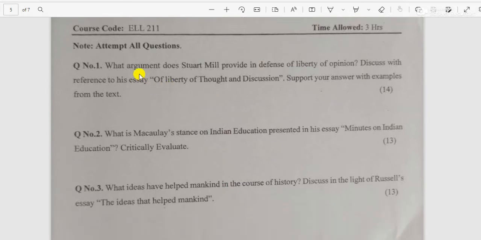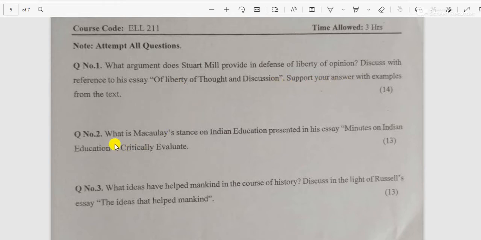So question number 1, what arguments does John Stuart Mill provide in defense of liberty of opinion? Discuss with reference to his essay on liberty of thought and discussion. Support your answer with examples from the text.